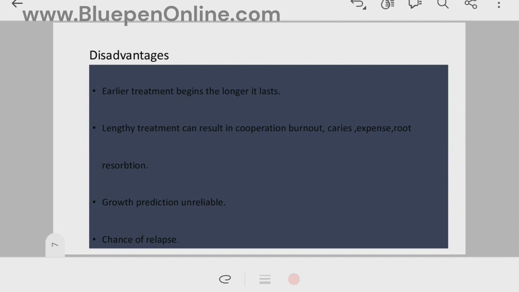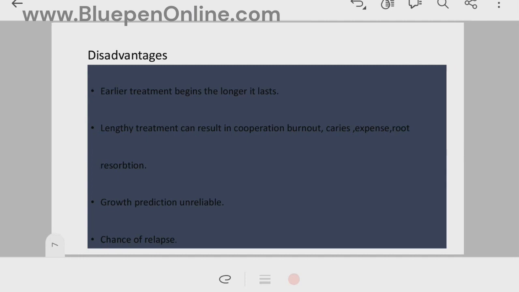See, actually preventive orthodontics is something really good, but there are some opponents that put forward some disadvantages, like there's a chance of relapse. Then growth prediction is unreliable at an early age. Lengthy treatment plans can result in cooperation burnouts. Then increased caries risk, increased course of treatment, root resorption. These are some disadvantages that are put forward for this preventive, but preventive is good only, as you and I know that. You can prevent that at an earlier stage, which is really good, right?